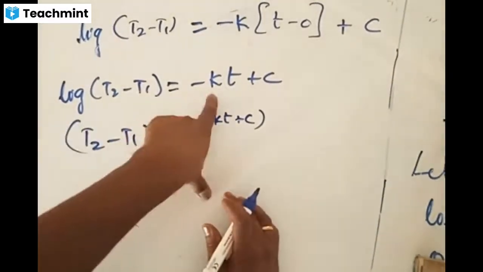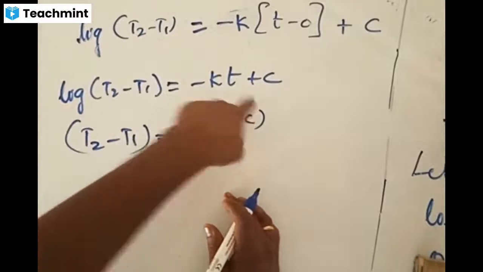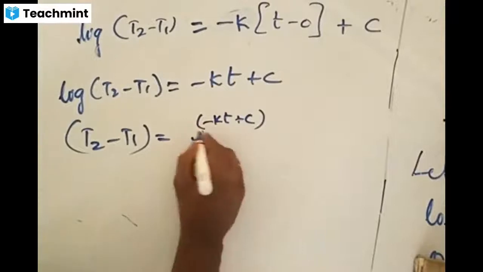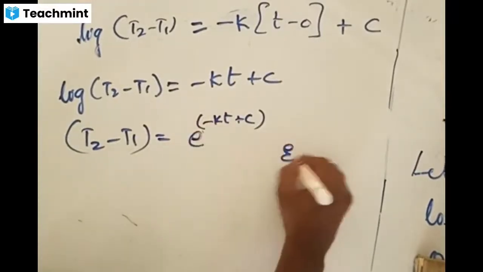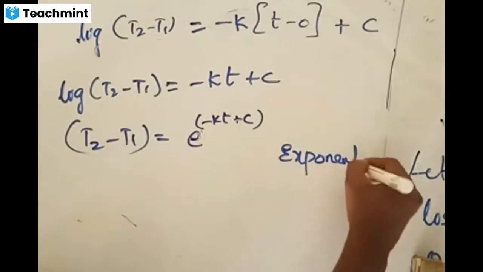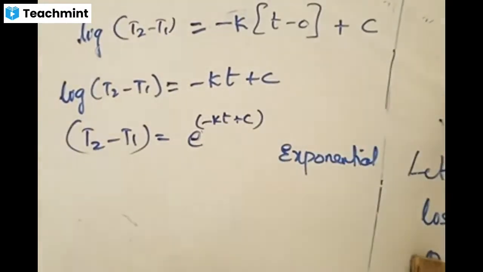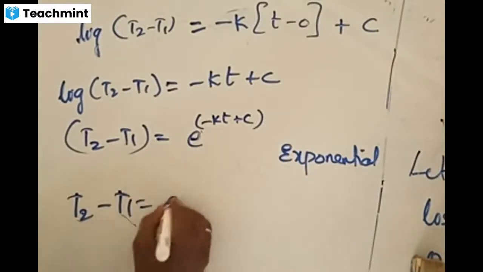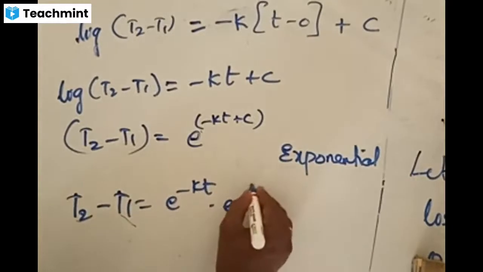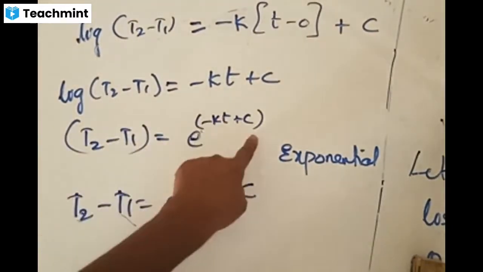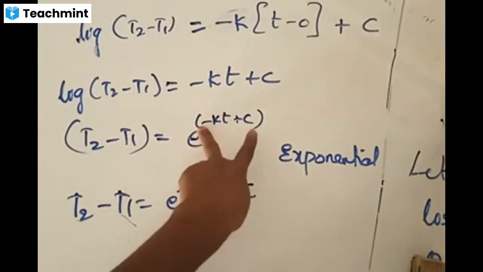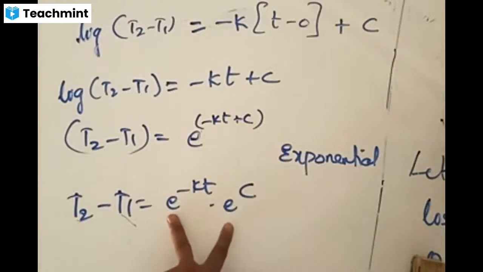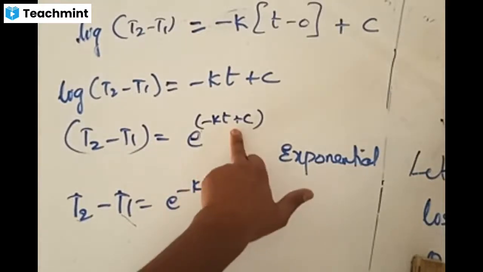If you take log to this side, what is there in the log on the LHS? If it is taken to the RHS, that log comes to this side and becomes an exponential term. We call this an exponential term. That is, T2 minus T1 is equal to e to the power of minus kt into e to the power of c. e to the power of minus kt plus c can be written like this. Separating these powers, e to the power of minus kt into e to the power of c, because if both bases are the same, powers are added.